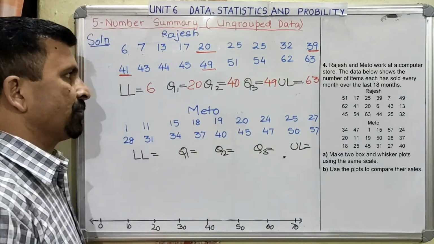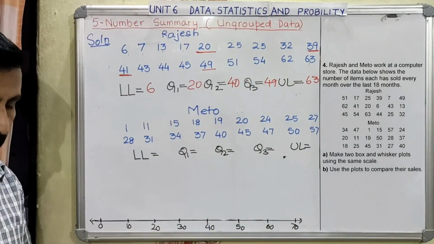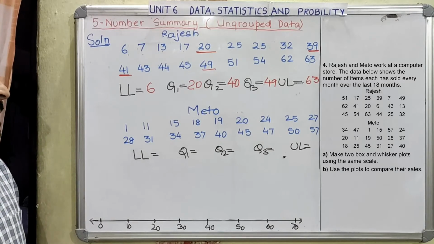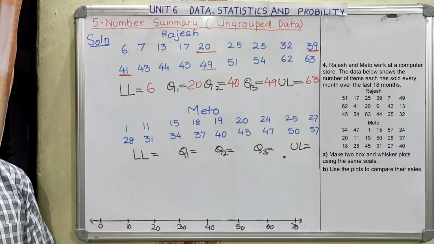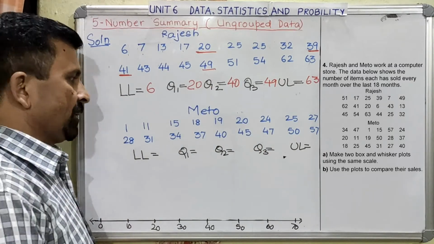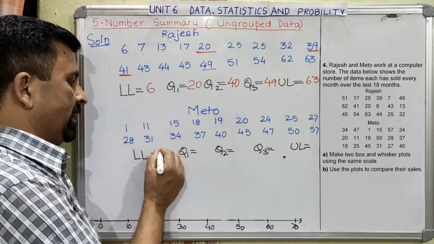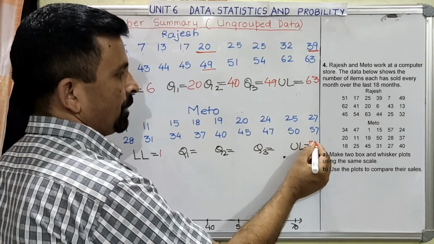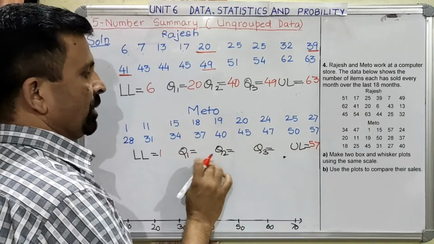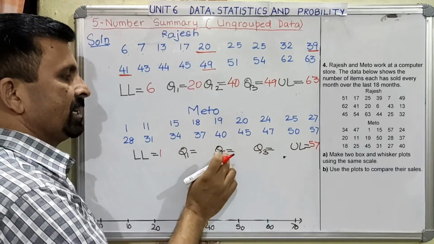So this is the end of your 5-number summary for the first set of data. Am I right? Now we are moving on to the second set of data. In the second set of data also there are 18, right? So let us first of all find out the lower limit, which is 1. The last data, which is the upper limit, is 57. Now we are going to calculate Q1, Q2, Q3. So first of all we will calculate Q2.